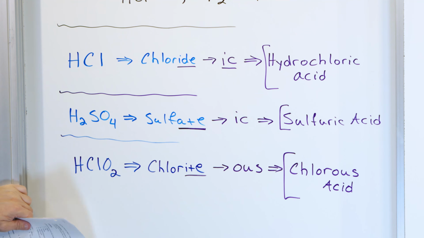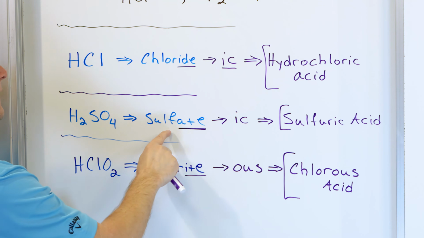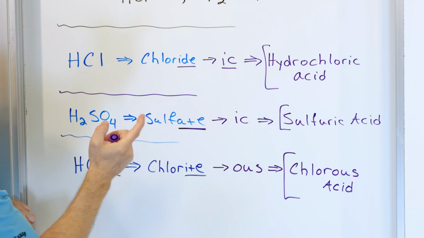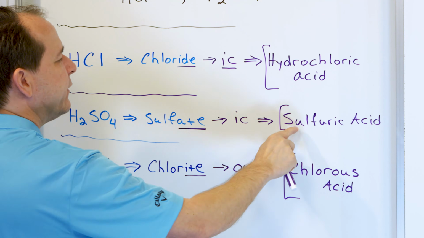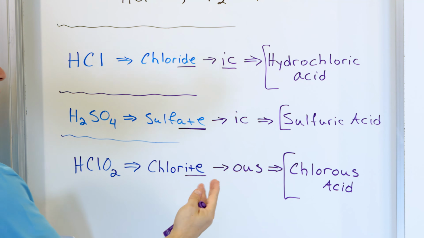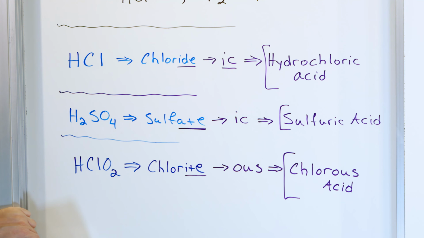That's your prototype for that. If the ion is instead an ATE, like a sulfate or a nitrate, then you don't do hydro anything. It's just sulf, this turns into an IC, so sulfuric acid. Another example would be nitric acid. We're going to write down nitric acid in just a second. That's another very common acid.